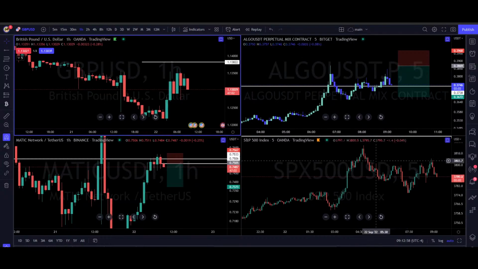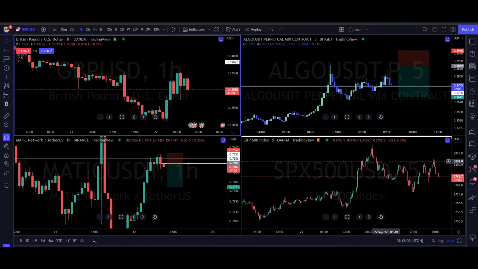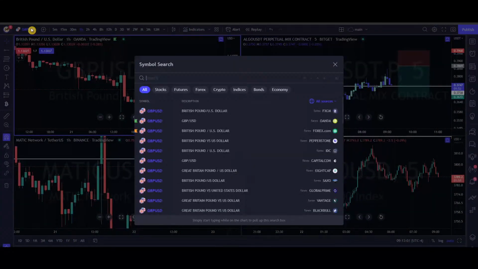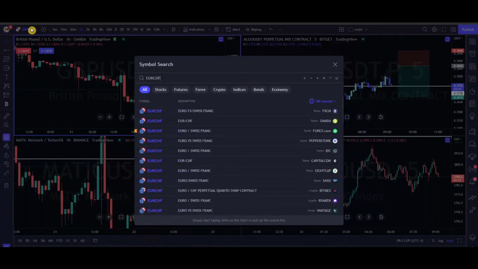Give us some patience, lads. Give us some patience. Euro Swissy could be a short. I didn't look at it. Let's go look at it while we're waiting.